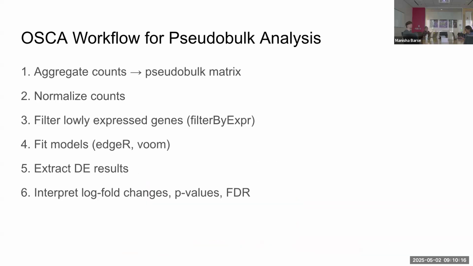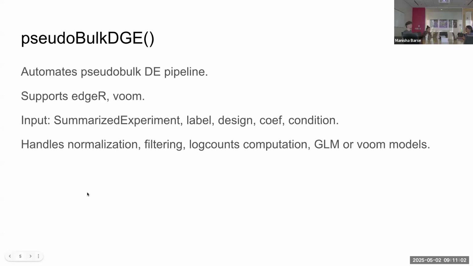So, having an idea about what pseudobulking is, let us look at the OSCA workflow for pseudobulk analysis. The first step involved is aggregating the counts, that is making the pseudobulk matrix, normalizing the counts, filtering the lowly expressed genes by using the filterByExpr function, and then fitting the models using different methods such as edgeR or voom, and then extracting the differentially expressed results. Following this, we can interpret the differentially expressed results, interpreting the log fold changes, the p-values, the FDR values.